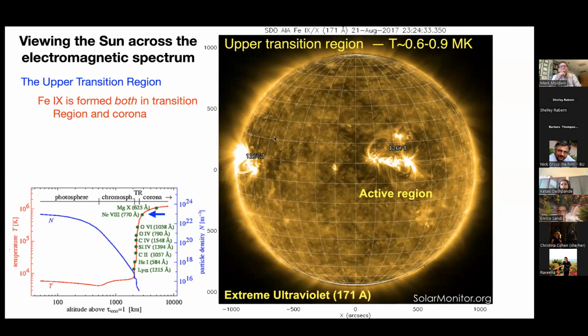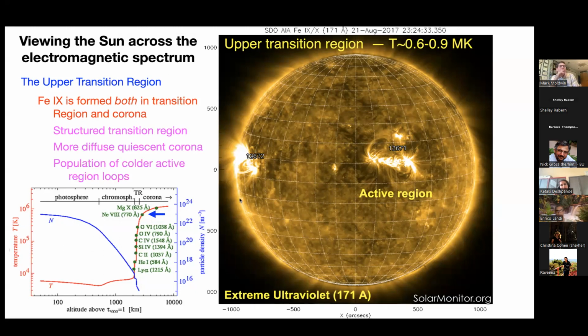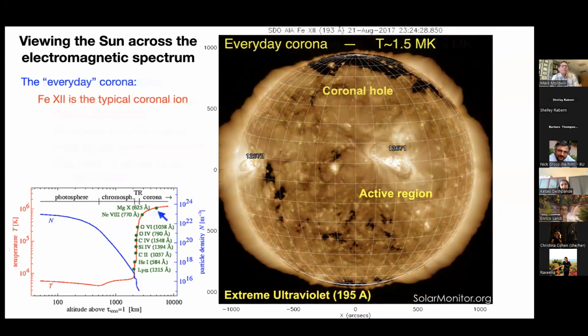Next, you really want to get rid of the transition region and look at the corona the way it was meant to be. For this, you use yet another line. Okay, you see more diffuse corona, and a population of colder active region loops. The next one is iron 12. Now, iron 12 is formed at 1.5 million degrees, only in the corona. And now the image changes radically.